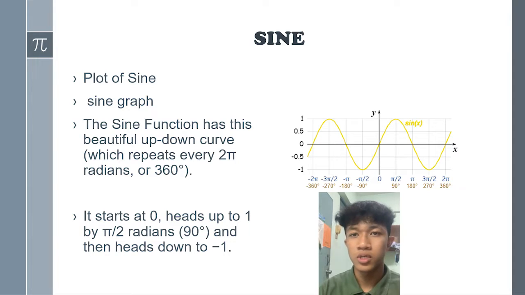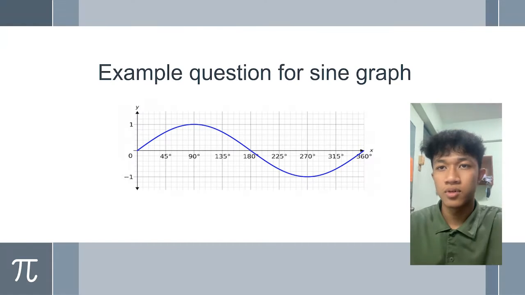First, we start with sin. This is a sin graph, and the sin function has this beautiful up-down curve which repeats every 2 pi radians or 360 degrees. It starts at 0, heads up to 1 by pi over 2 radians, 90 degrees, and then heads down to -1. So this is an example question for sin.